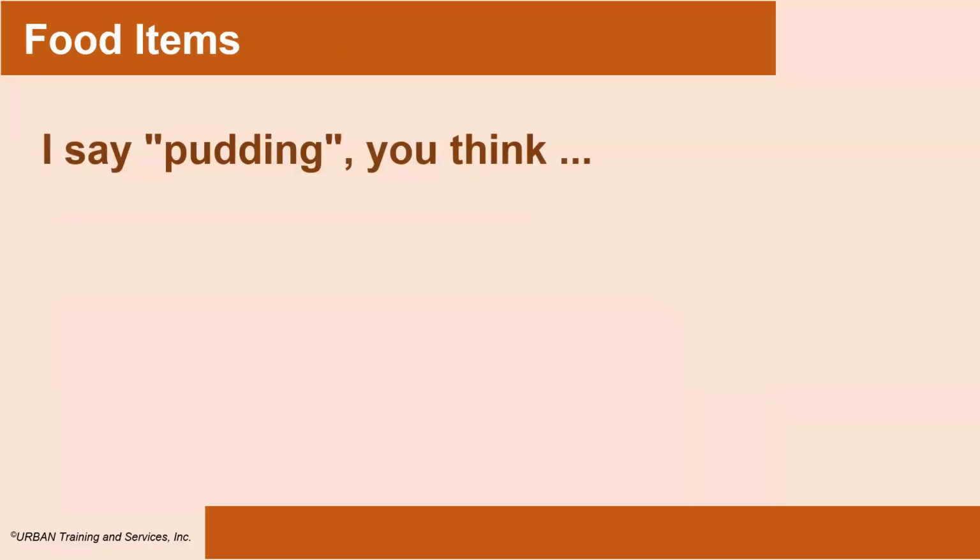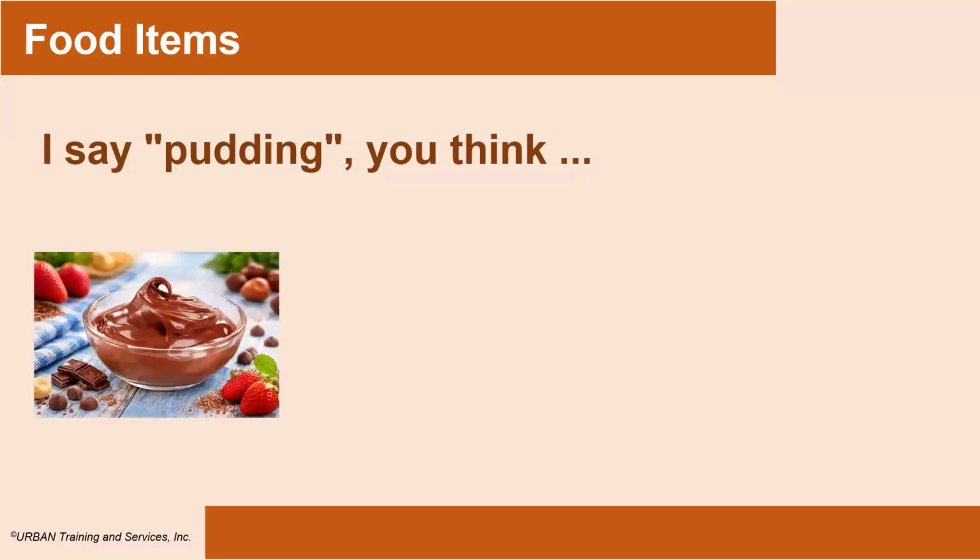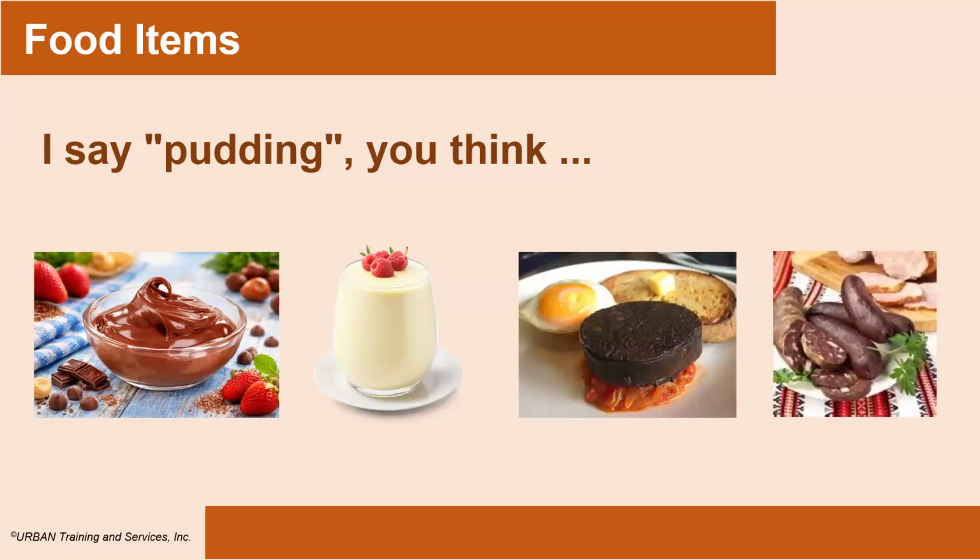For example, if I say pudding, well, do you have a picture on your mind? What does a pudding look like to you? Does it look like this? Or maybe not quite. Maybe you're more the vanilla type. But maybe some of you had this on your mind. It's called black pudding. It's sausage and it's eaten for breakfast in certain parts of the world. So by saying pudding, it's not necessarily chocolate pudding.